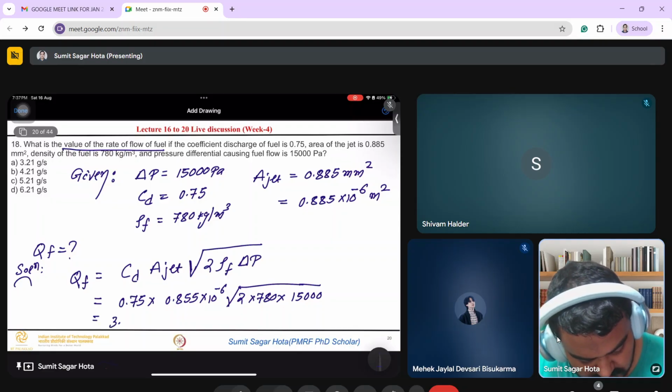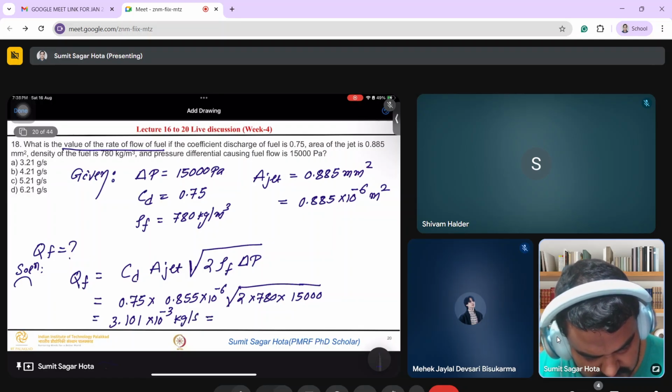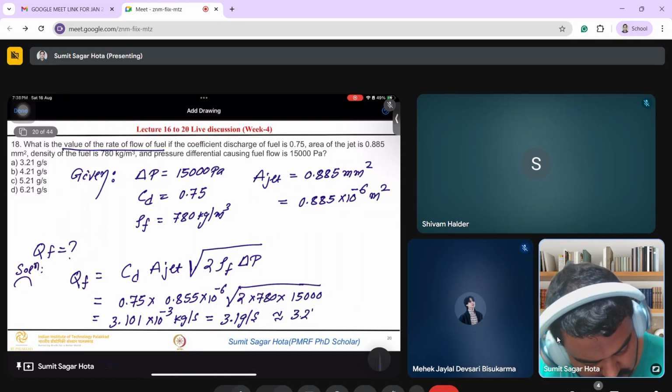It will be 3.101 into 10 to the power minus 3 kg per second, which is equal to 3.1 gram per second. The options are a little bit not matching, but if you just assume it, the option will be 3.21 gram per second. So your answer is A.